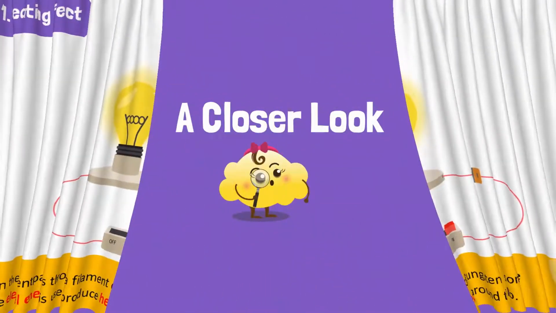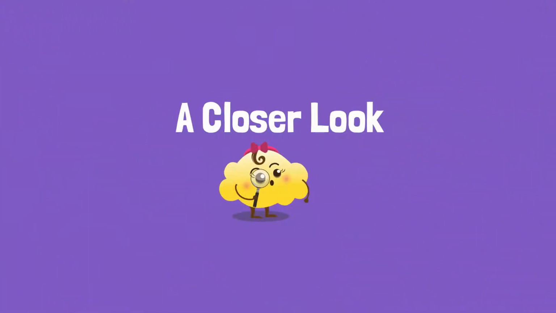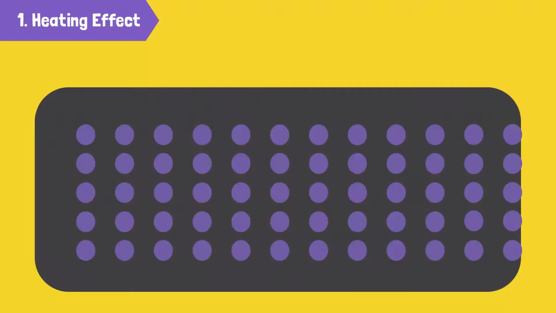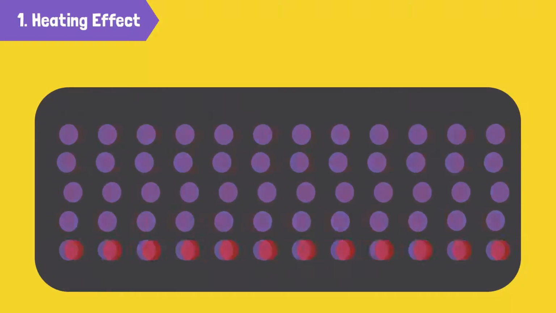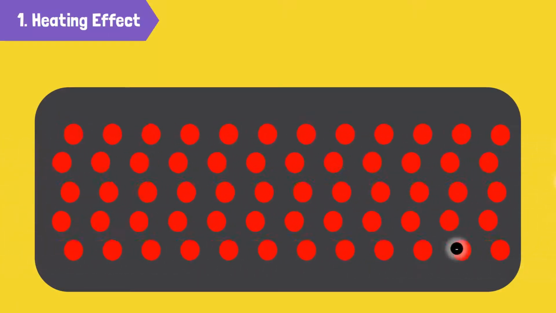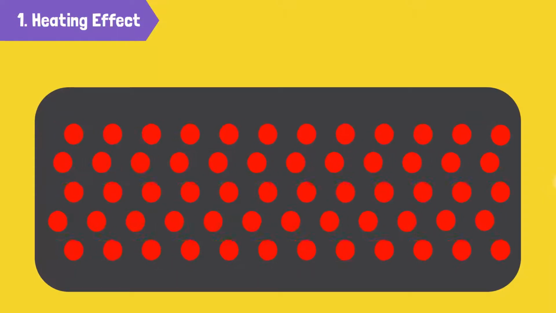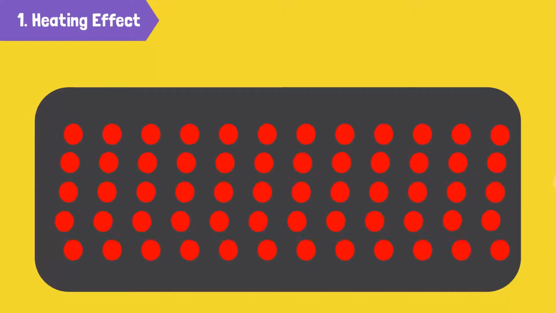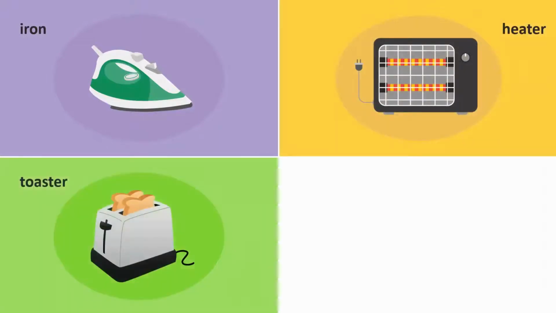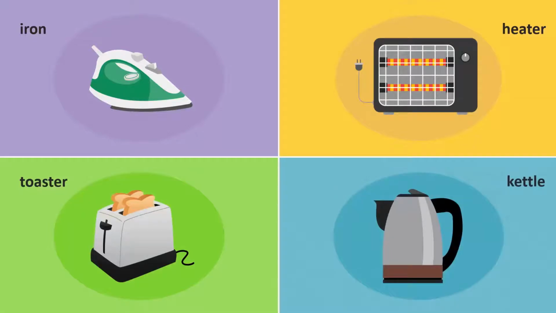Let's take a closer look to understand how this happens. When electrons pass through tungsten wire, they give some of their energy to the atoms in the wire. When receiving this energy, the atoms vibrate. It is these vibrations that heat up the wire. This effect heats up many things, including electric irons, heaters, toasters, and kettles.